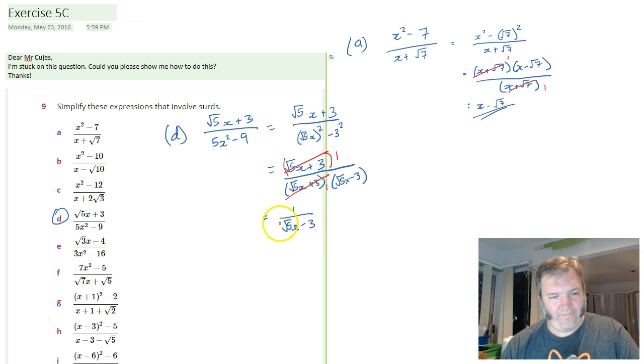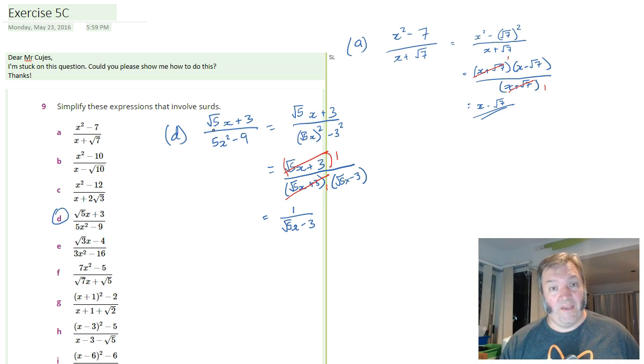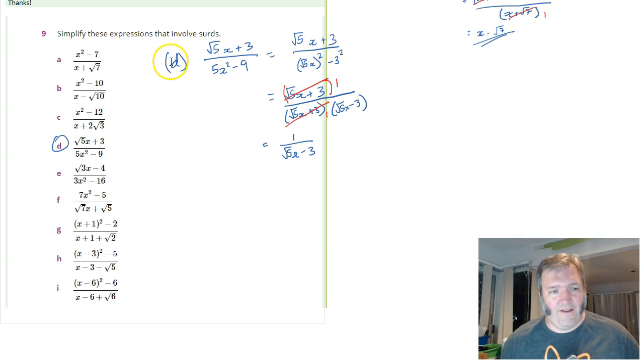Now, I have drilled into you that we would never leave an answer like that because it's got a surd in it, and we'd multiply by the conjugate, which would be root 5x plus 3, to eliminate the surd. But that would just get us back to the start, wouldn't it? So we want, usually, the expression at the start, but this time they've said simplify it by eliminating the factor. So we'll forgive them for being rude to us, even though they really should be a bit more polite, and just leave it in that form with a nice rational denominator. Not to worry.